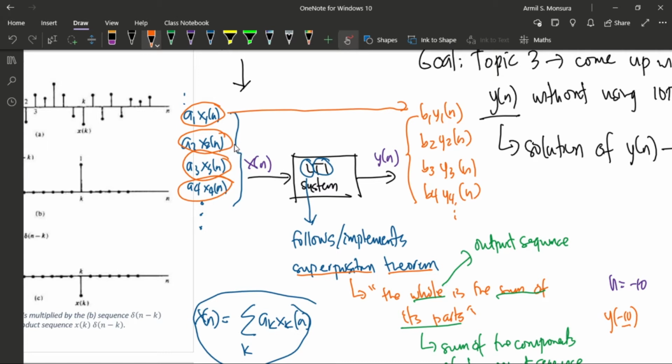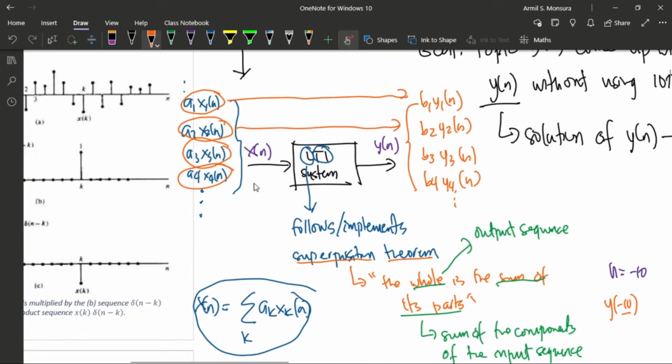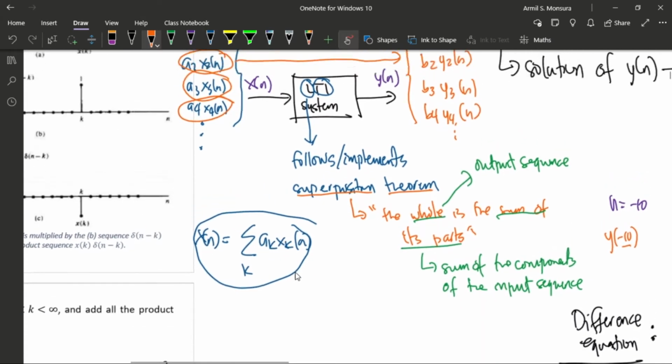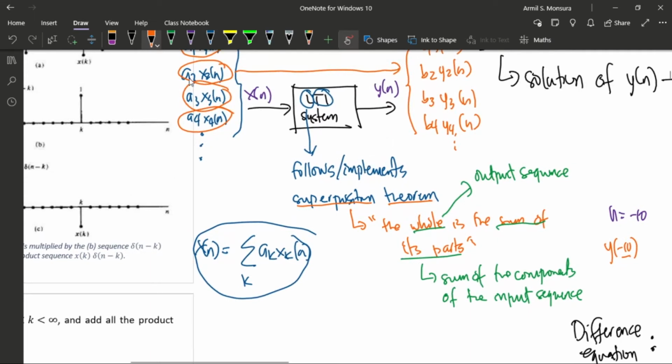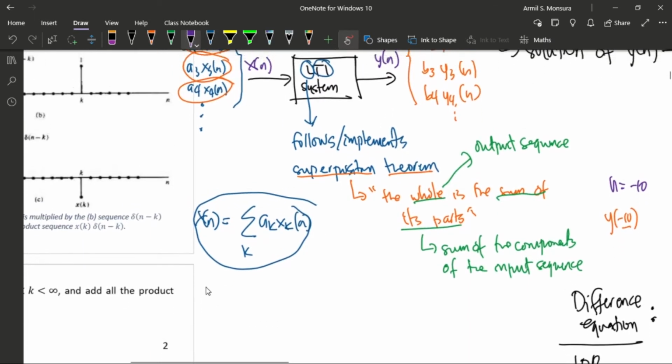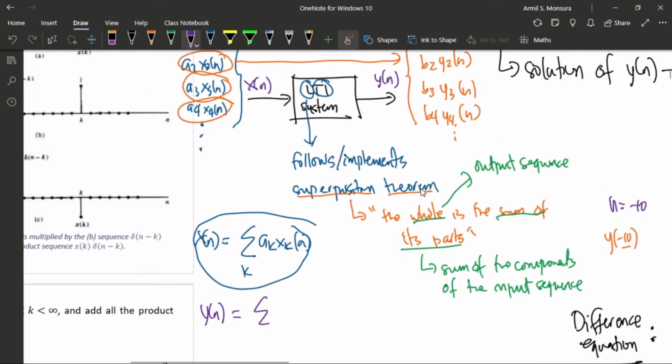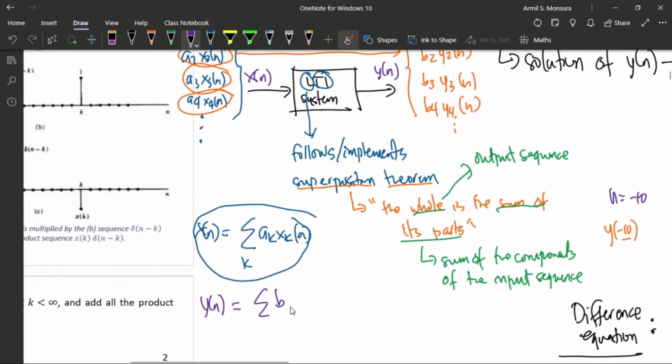If this input is fed, this will be the output and so on. But if we actually fed the system with the sum of the components, supposedly if your system is linear, it should produce the signal y of n as the sum of these components. So dapat mabuo niya yung y of n niyo as the sum of the components.